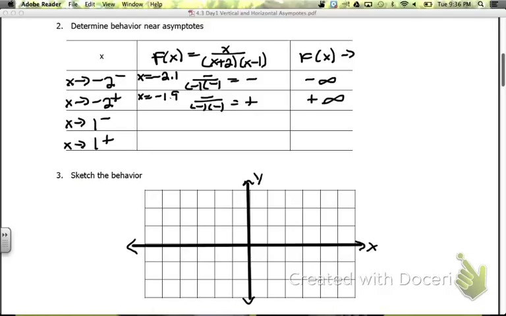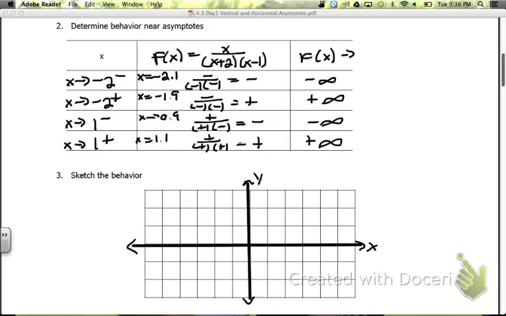Now looking at our asymptote of 1 on the left-hand side, we're going to take the value 0.9. So we have a positive in the numerator over a positive times a negative, which will give me a negative. Therefore, I know this is approaching negative infinity. And if we look at the right-hand side of 1, say 1.1, we have a positive over a positive times a positive. Therefore, our function would be positive, and so it would be approaching positive infinity.